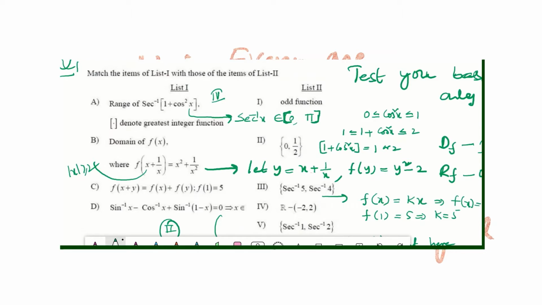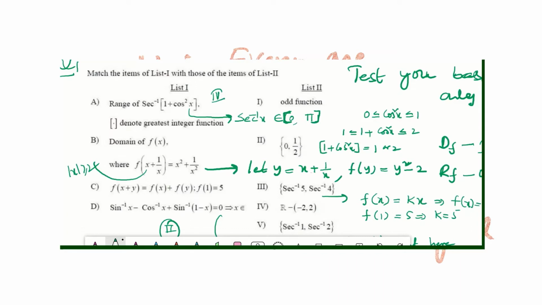Question number one is given in the form of matching. You know how to attempt matching, but matching helps us learn multiple strategies. Here four or sometimes five questions are combined with respect to answers. We have to map the questions to the respective answers.